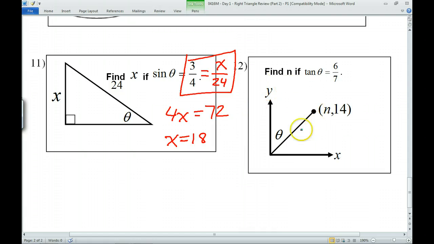Now look at number 12. Based on the fact that the theta is here, we're going to draw our right triangle here. N is the x value, so I'm going to put it horizontally. 14 is the y value, so I'm going to put it vertically. If I do the tangent, which is the function I'm given, that should be opposite over adjacent, so that should equal n over 14. If we cross multiply, we're going to get n equals 12.